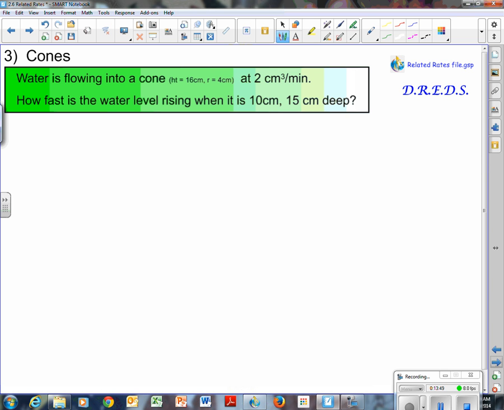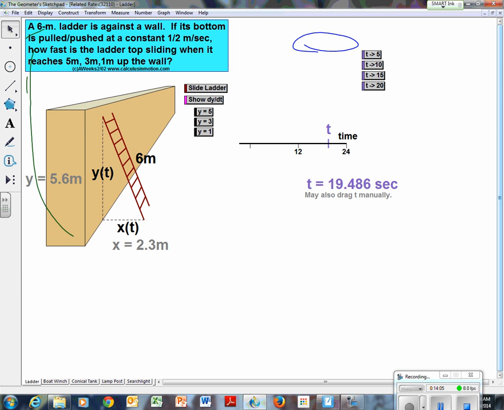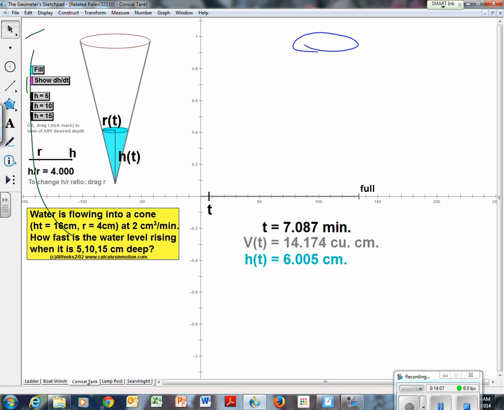Finally, the last one is all about a cone. Water is flowing into a cone at a rate of 2 cubic centimeters per minute. How fast is the water level rising? At 10 centimeters and 15 centimeters. I've also got a quick video on this one. We could watch the water filling in this cone.